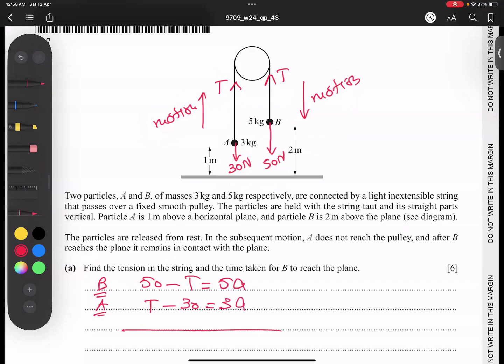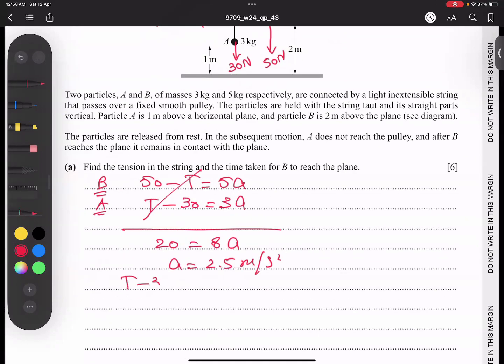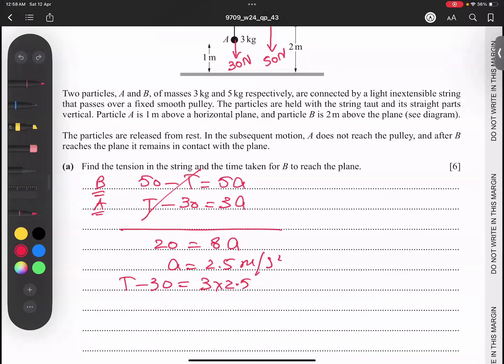Now, students, I'm going to cancel these tensions, and I got here 30, and I got 8, and acceleration becomes 2.5 meter per second squared. Though it's not asking us, this 2.5 I'm going to plug in here. So T minus 30 is equal to 3 times 2.5. 2.5 times 3 is 7.5, and plus 30, it turns out to be 37.5. Alhamdulillah Rabbil Alameen. So this is our main task. But anyway, I got the acceleration as well.